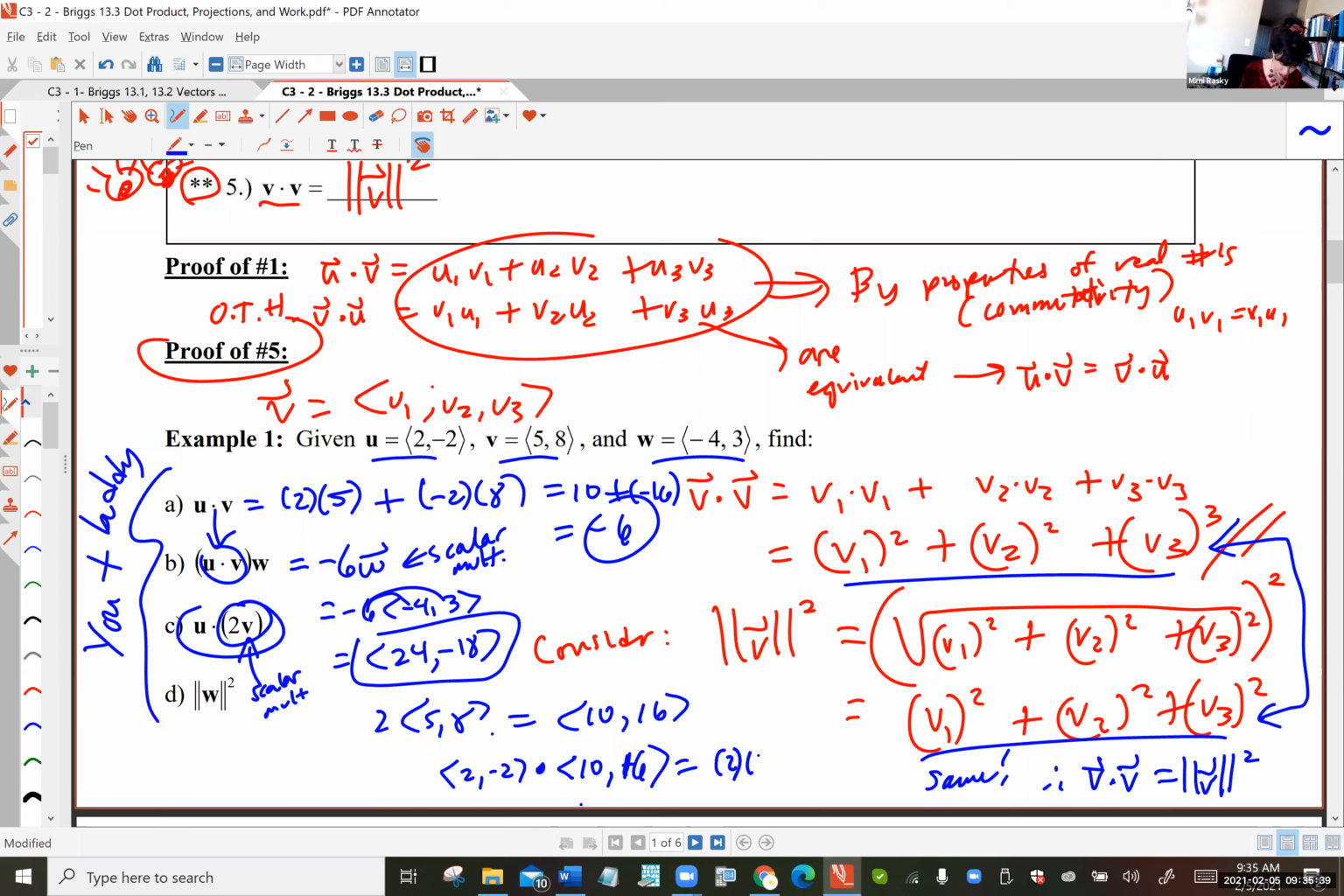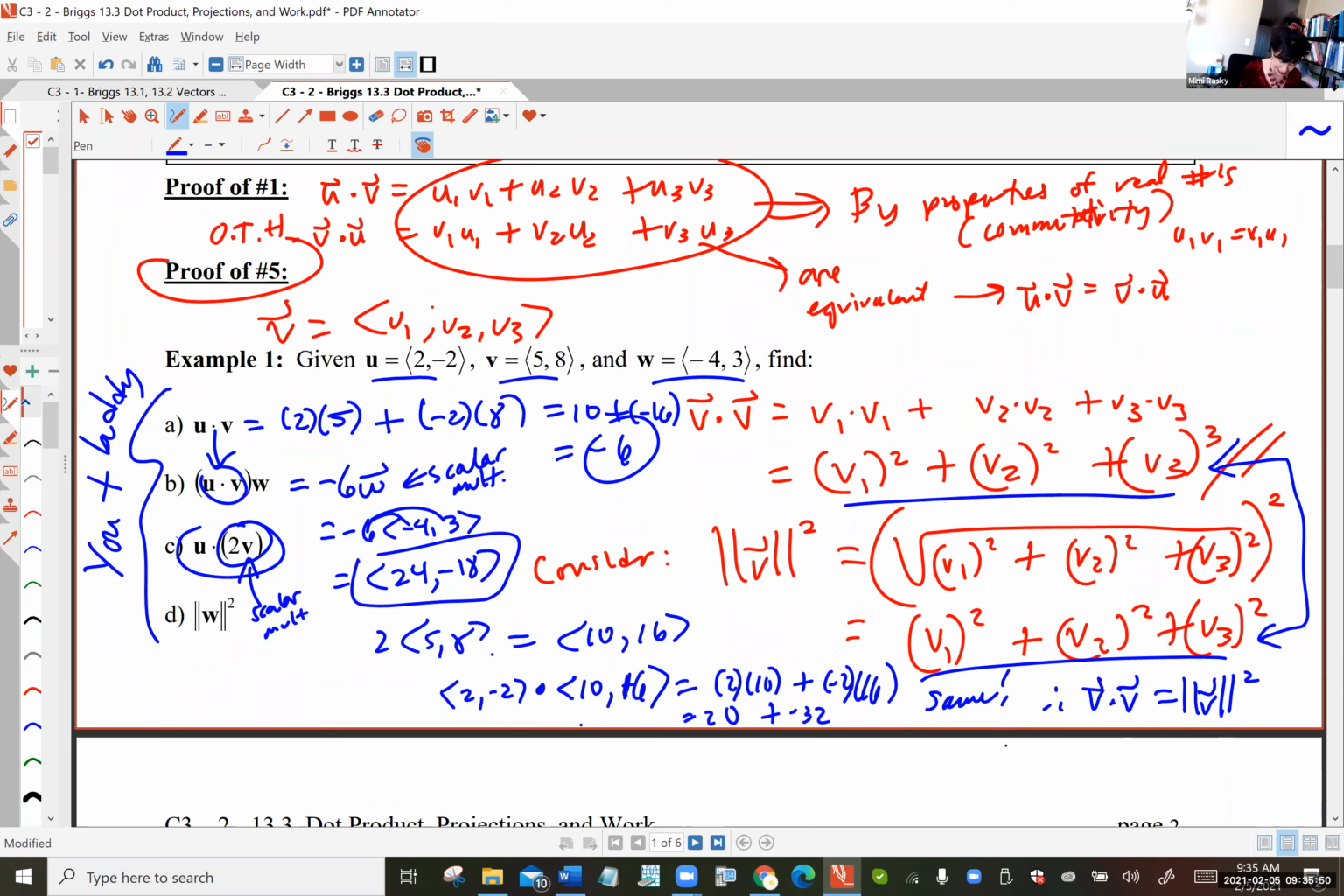Now you take a dot product. So 2 times 10 plus -2 times 16. And I get, what the heck is that? 20 plus -32, which is -12. -12, final answer for letter C. Yes, okay, I'm glad to hear it.